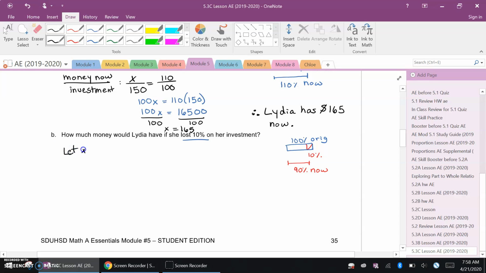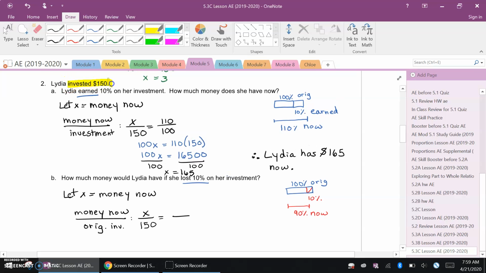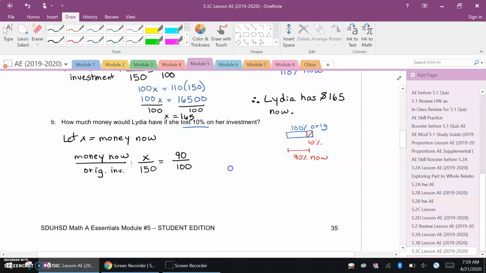So we have let x equal money now. Word ratio is going to stay the same as it did on part A. We're still looking at how much money she has now over the original investment. We don't know how much money she has now. The original investment was $150, and the place we find that is from the original problem. So in the original problem, it says she invested $150. And then money now is 90%, and then over 100.